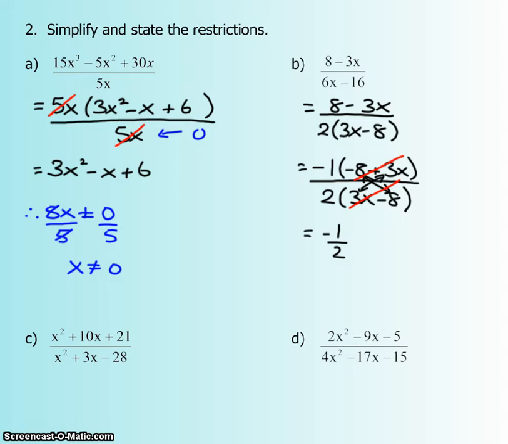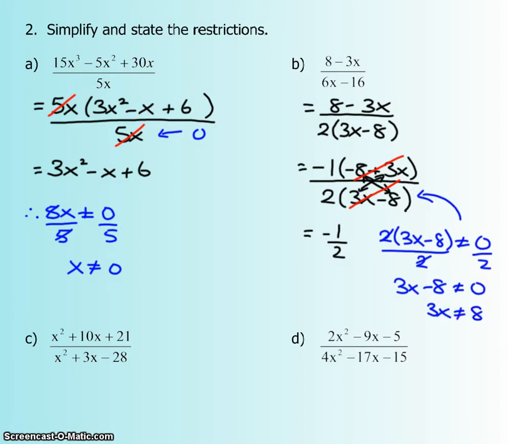So the restrictions will be taken from the denominator, and remember that this entire denominator cannot equal 0. So let's just start solving. Divide by 2. Bring the 8 over. And then divide by 3. So the restriction for this is x can't equal 8/3. All right, so let's just move down a little bit and we'll do the next one.